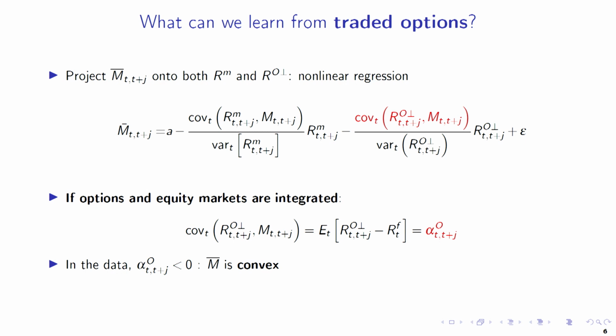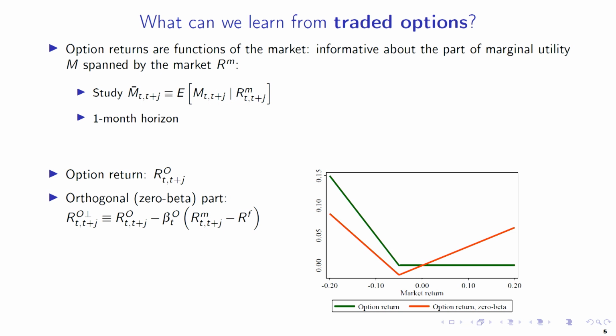And the way we might try to get at that is with that piece, with this RO. And so that's my orange line here. I'm just running a regression, and the regression is of those state prices, of marginal utility in these different states. I'm regressing it on the market, so on a straight line, and on a kinked line, the orange one. So that's what that is.